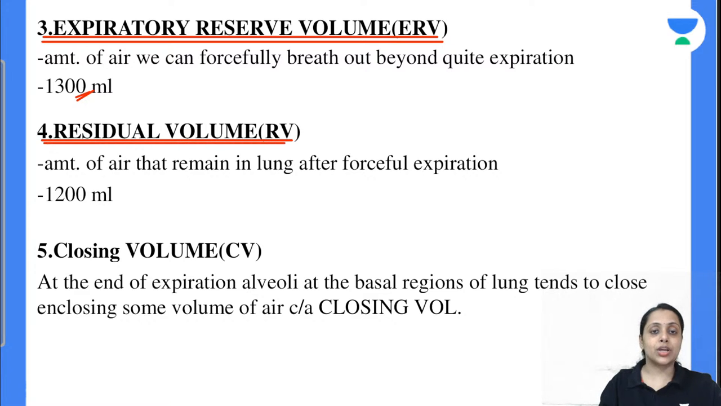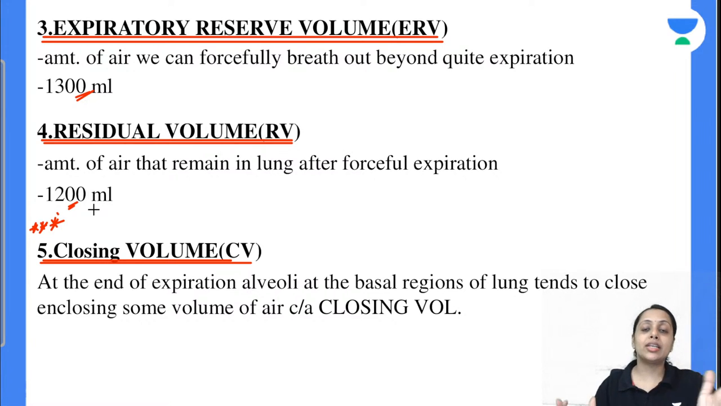Next is the residual volume. The amount of air that remains in the lung after forceful expiration is our residual volume, and its normal value is 1200 ml. Next is the closing volume, a newly added one. At the end of expiration, the alveoli in the basal region of the lung start to close, and when they close, they trap some volume of air. That is known as the closing volume, and this closing volume increases with age.